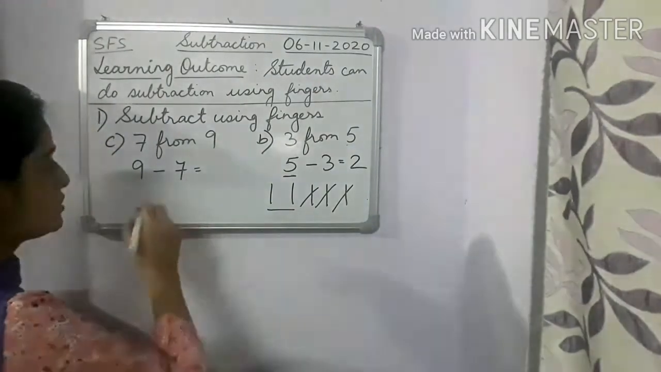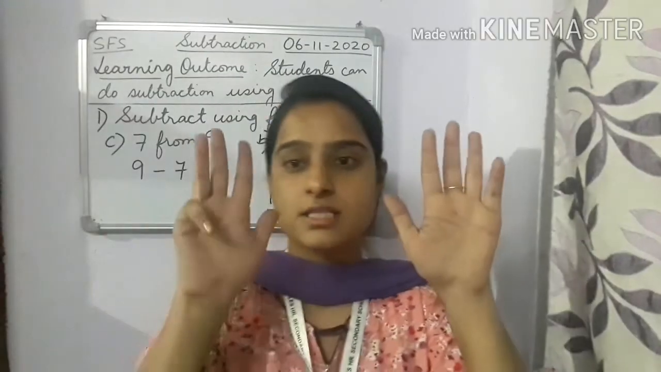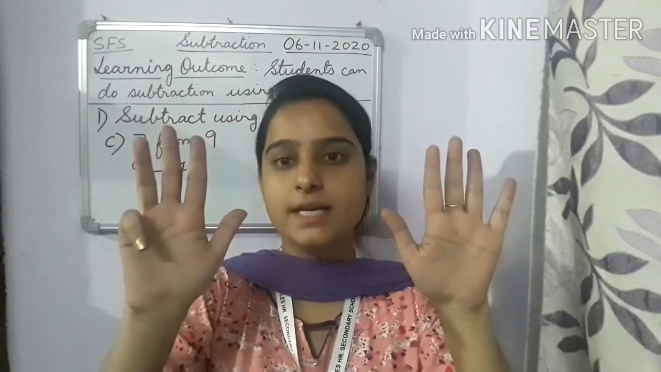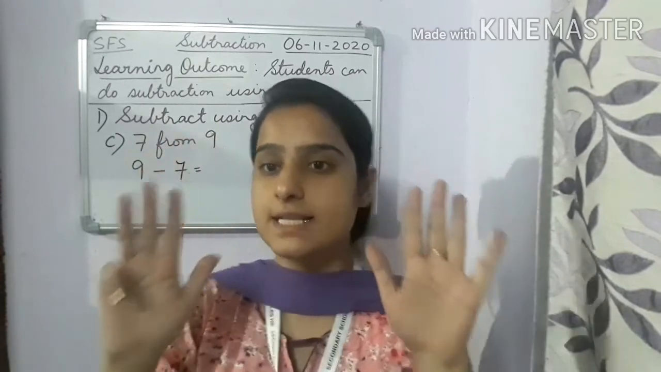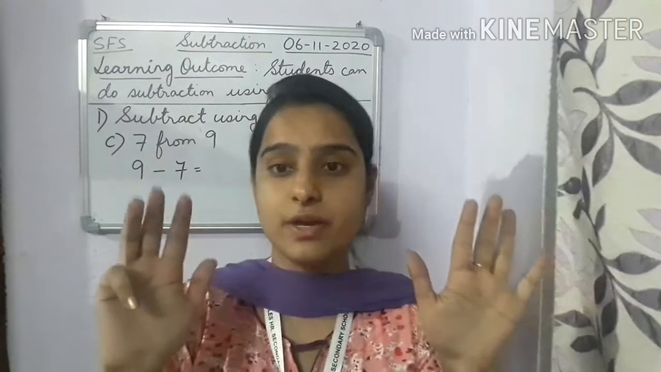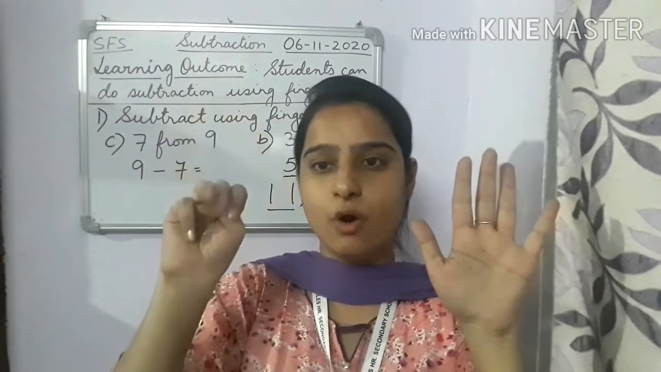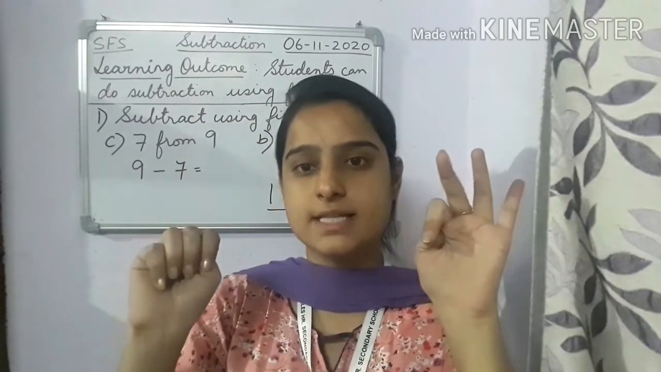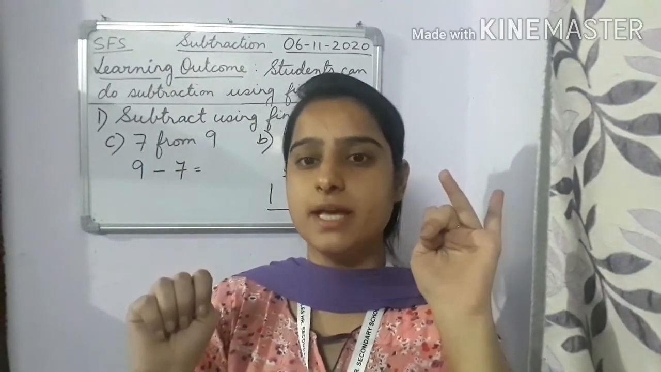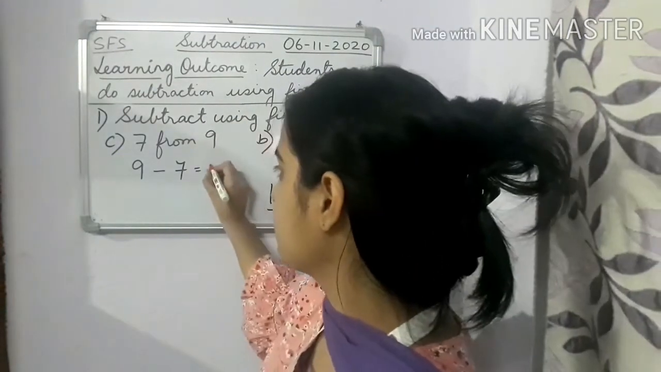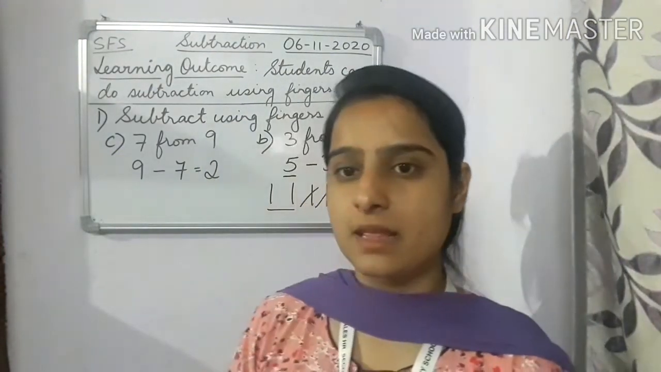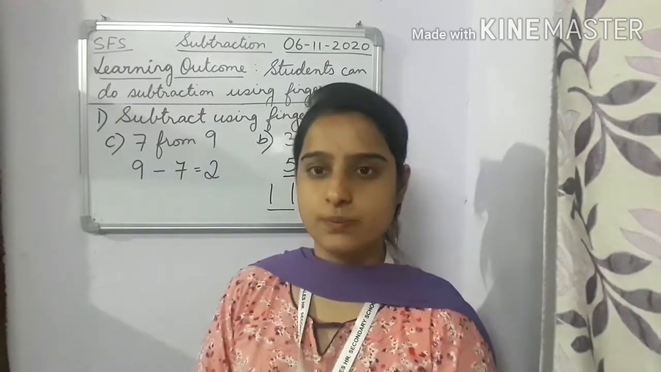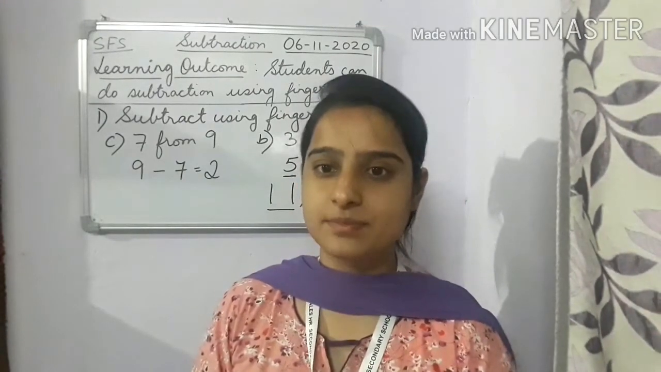Okay. So let's do it. Suppose I have opened 9 fingers. Now I have to cancel how many fingers? 7 fingers. So let's do it. This is 4, 5, 6, 7. So how many fingers remain open? 2 fingers. So the answer is what? 2. The answer is 2. Is it clear, children? Okay.